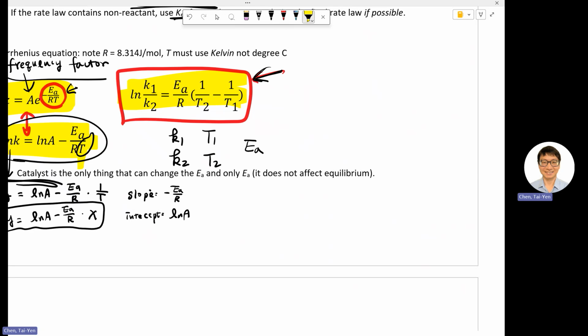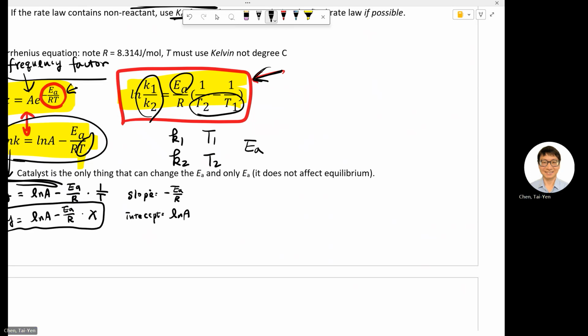Natural log of K1 over K2 equals EA over R, times 1 over T2 minus 1 over T1. This is the only equation. Every time you see two temperatures, this is the go-to equation. So the keyword here is two temperatures, and then activation energy or two rate constants. All of them tell you that you should use this equation.